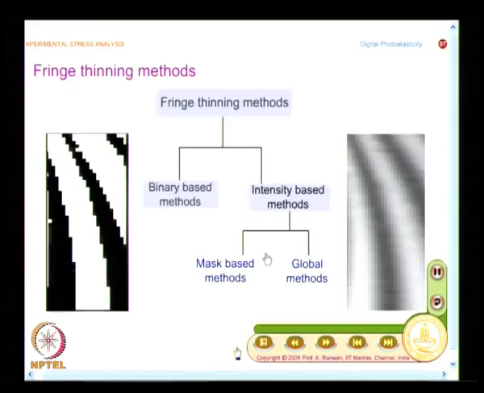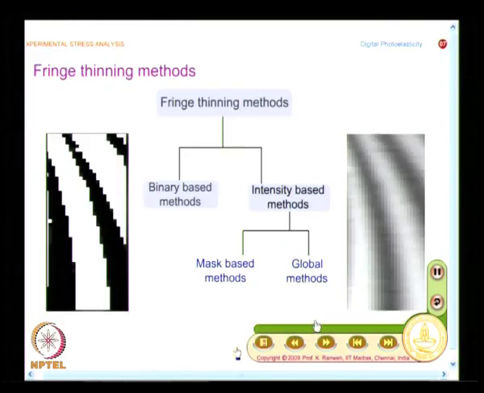And here again there are several methods. You have mask based methods as well as global methods. In fact, in the class I did not discuss mask based methods. I directly discussed the global methods. If you look at mask based methods, they would take a mask of a particular size, and within that mask they will try to find out the minimum intensity. You have many algorithms for that. In fact, the literature has about 50 to 60 publications on this.